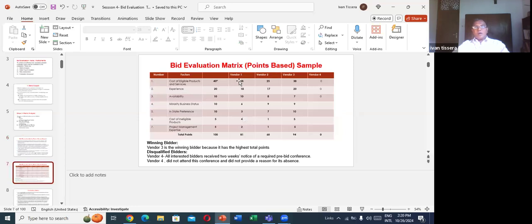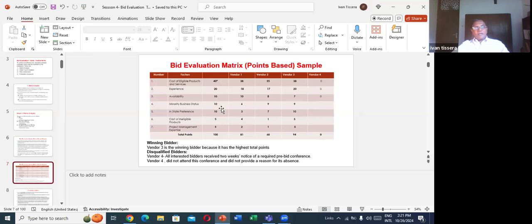There are 4 vendors, 1, 2, 3, 4. There are a number of criteria given here. There are 7 criteria. Cost of eligible product and service. This is a cost factor. So they have allocated 40 marks for that. Experience, 20 marks. Availability of spare parts and other things, they think is important. For example, if you purchase a critical machine, if the spare part is not available, you can't operate that. So they think it's also important.